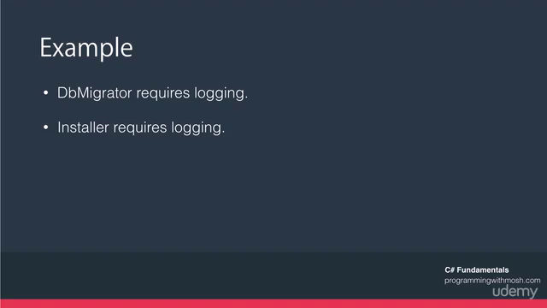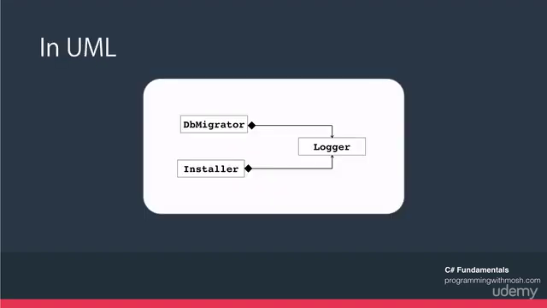Also, in our application, somewhere else, we could have another class called installer, which is going to be responsible for installing our application in a target environment. Just like dbMigrator, our installer also requires logging. So as you see, logging is something that is common between these two classes. What we can do in this case is to create a class called logger that is responsible for logging information to a text file. Here is a UML representation of this concept.